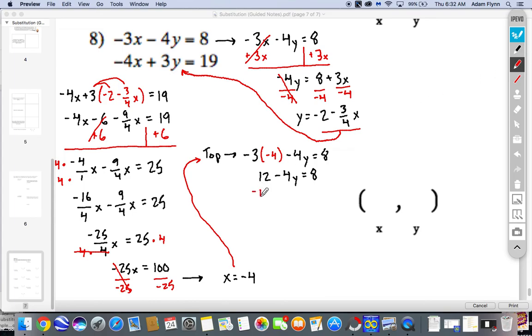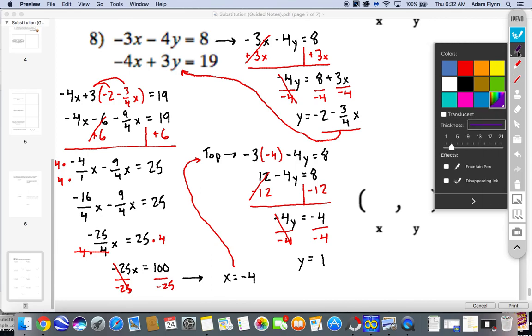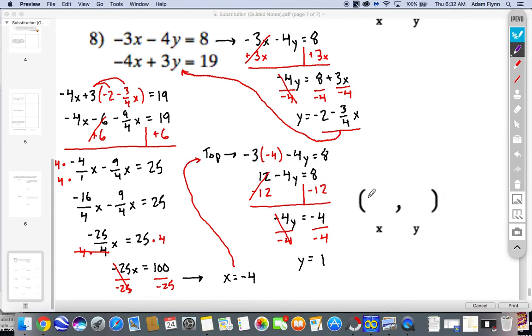I will subtract 12 on both sides. When I do that, 12's cancel. So I get negative 4y equals 8 minus 12, which is negative 4. So I'll divide both sides by negative 4. Negative 4's cancel on the left, so I'm left with y equals negative 4 divided by negative 4, which is a positive 1. So my solution to this system of equations, after what seems like a whole lot of math, is negative 4, positive 1.